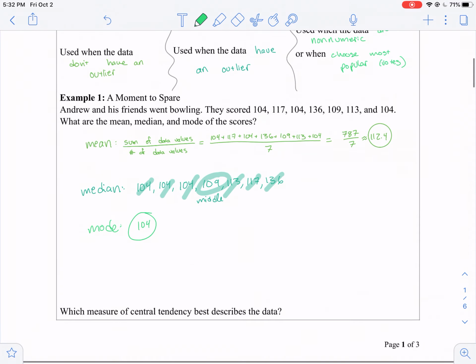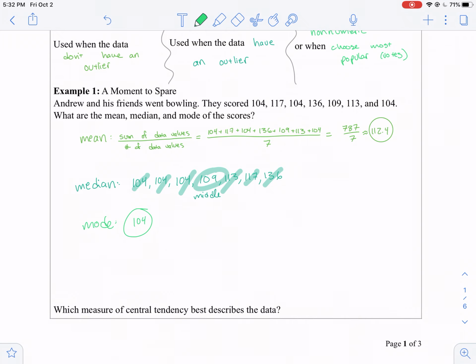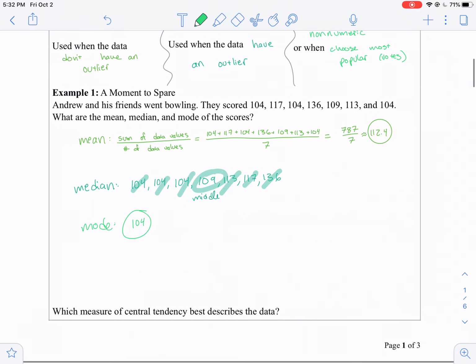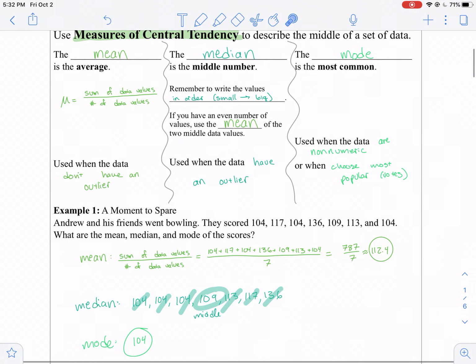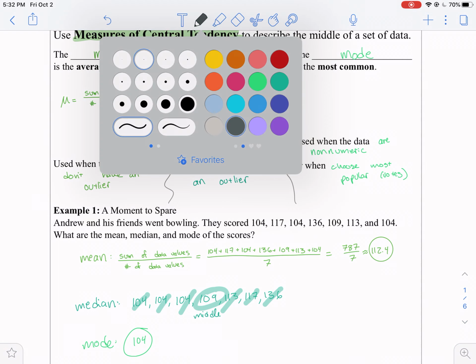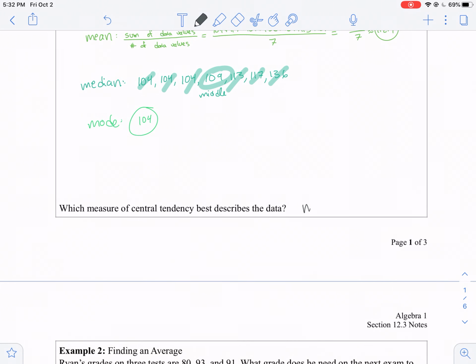Ta-da! So which measure of central tendency, those are our green stuff, best describes the data? Well, let's check. Are we trying to choose the most popular? Are the data non-numeric? No, so let's not do the mode. Do the data have an outlier? Is there anything that's super different? Not really. 136 is not that different, especially when you have these guys in the tens and this is such a big range. No, let's go with the mean. The mean is the best one. Cool. Because there are no outliers.